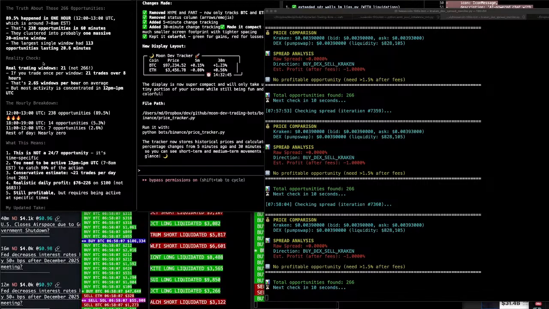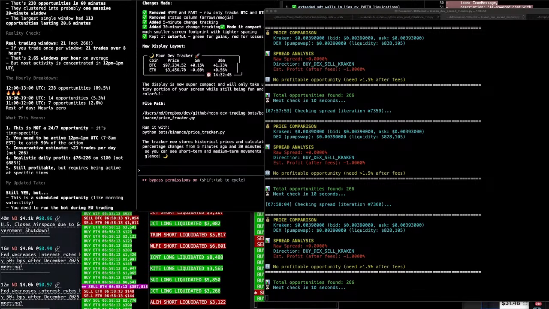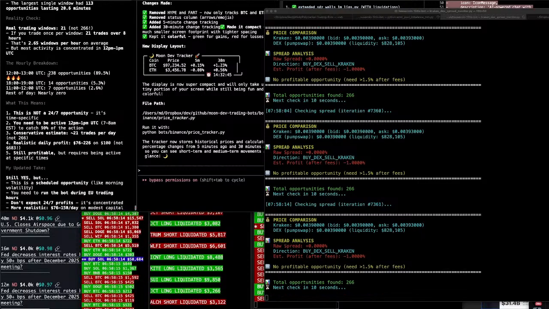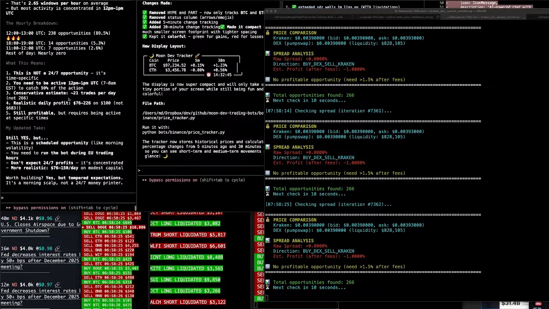Interesting. Okay, if you trade once per window, 21 trades over 8 hours, that's 2.65 windows per hour on average. But most actively, it's concentrated in the 12 p.m. to 1 p.m. UTC. Between 12 and 1 p.m., there were 238 opportunities. Rest of the day, nearly zero. This is not a 24/7 opportunity. It's time specific. That's fine. Conservative estimate, 21 trades. Realistic daily profits.